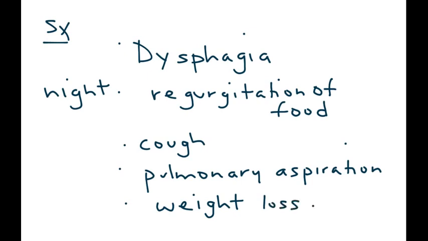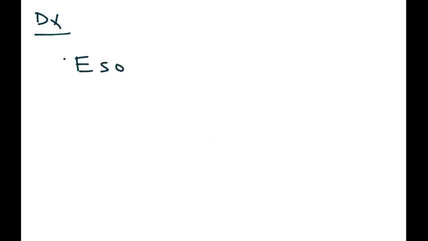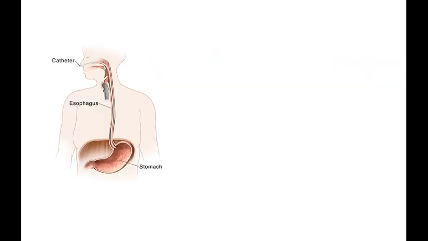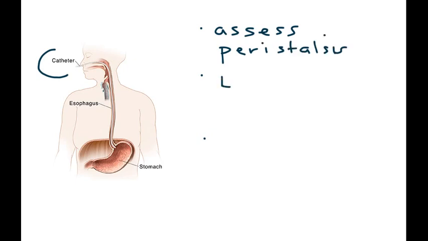In terms of diagnosis, there's a test called an esophageal manometry, and I have a photo. So there's a little catheter that they insert down the patient's esophagus, and this measures several things that are very telltale. The first thing that this test does is it assesses the peristalsis. Second thing that it does is assess the function of the lower esophageal sphincter.